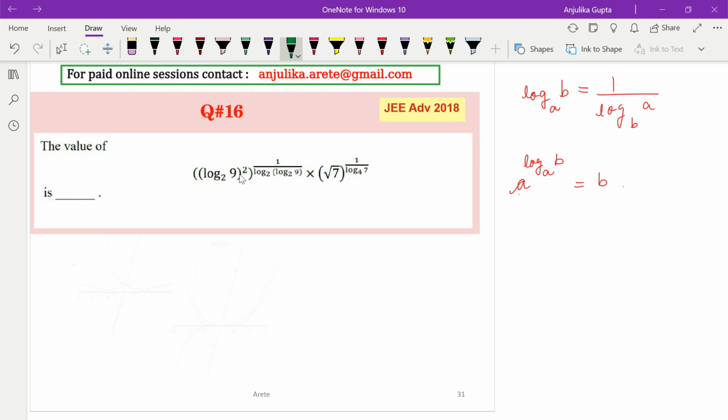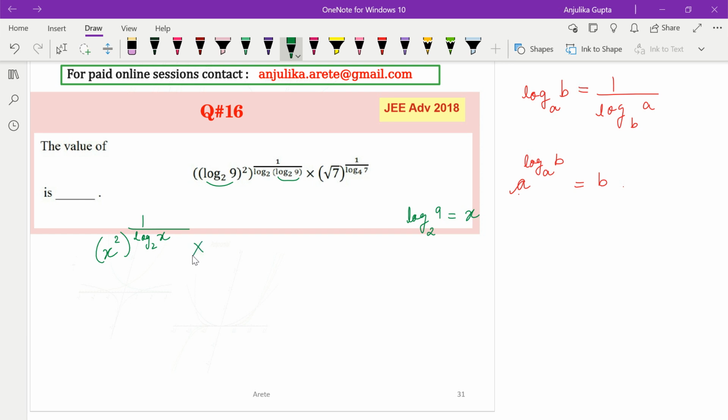They're saying log 9 to the base 2, and here also I see log 9 to the base 2. The second one is simpler. Since this term is occurring more often, I will just assume log 9 to the base 2 is some x. Now let's write what they have. Log 9 to the base 2 is x, so x square, and then you have 1 upon log 2, and you see again x you have. I have written already that.